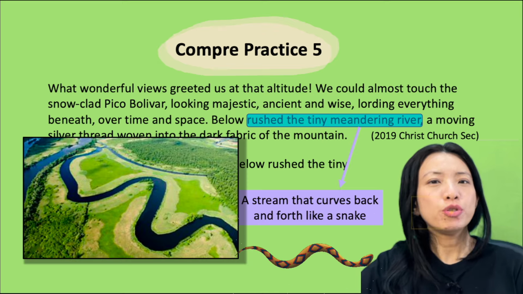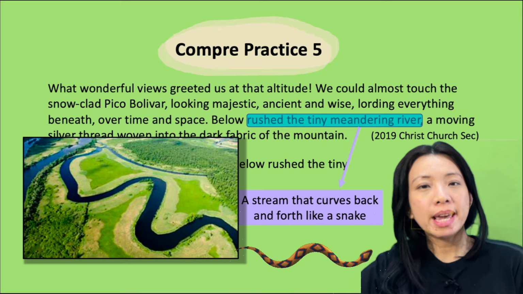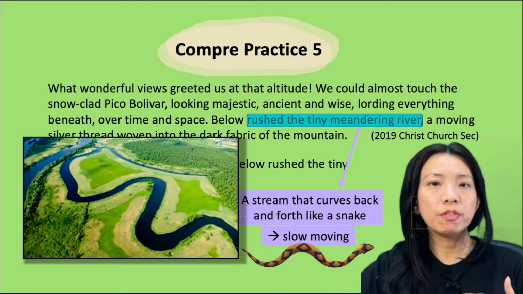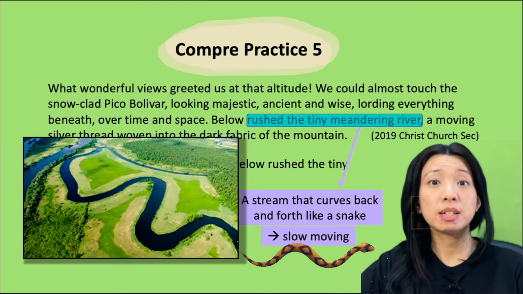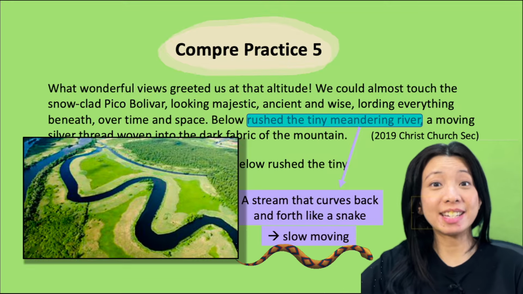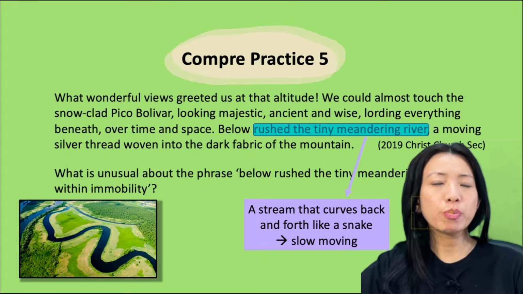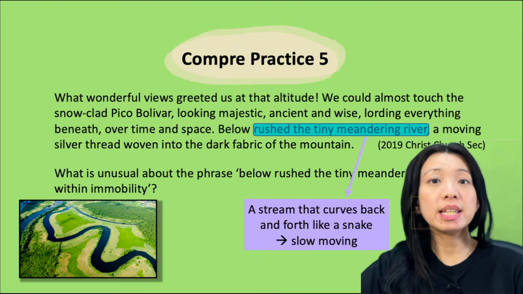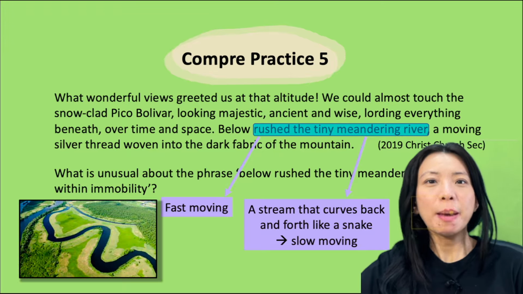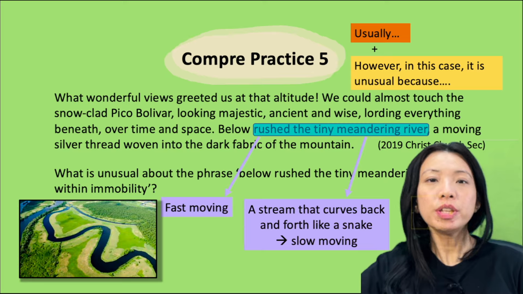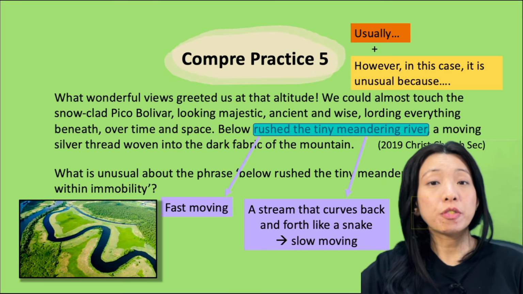And one thing you need to know is that if a river meanders like this, it goes left and right, it normally means that it is a very slow moving river. It cannot go too fast because it has to go back and forth, left and right. So now that we know what a meandering river is, let's go back to the phrase. The very first word of this phrase is rushed. And rushed means that something is moving very quickly. Okay, so now that we've gathered all the information that we need, we're going to craft our answer.